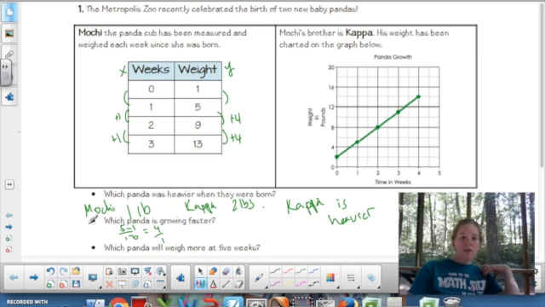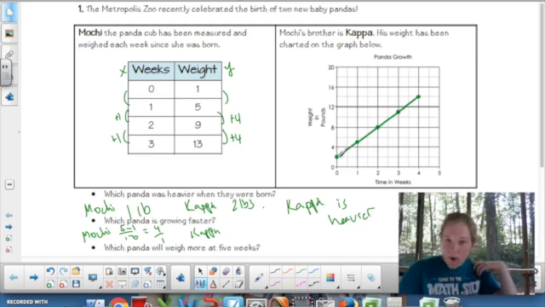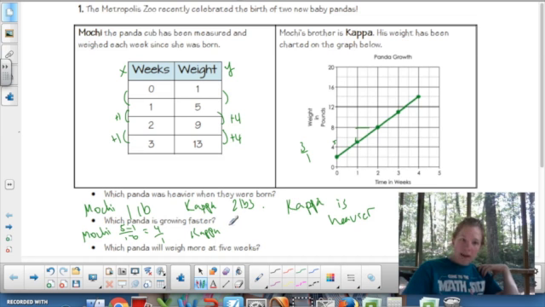Okay, so that's Moshi. Kappa, I'm going to look at my rise over run. So I'm going from 2 to 5. That's a rise of 3 and a run of 1. So he has 3 over 1. And if I check another one to go from 5 to 8, that's a rise of 3 and a run of 1. So Kappa is gaining 3 pounds per week. So Moshi is growing faster.